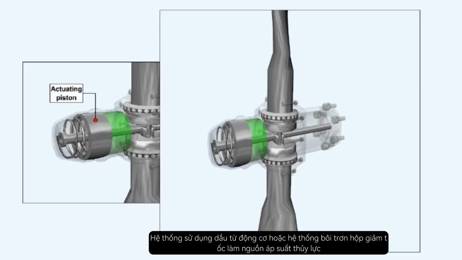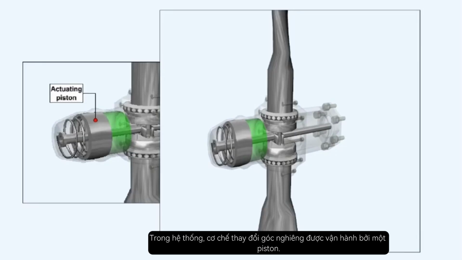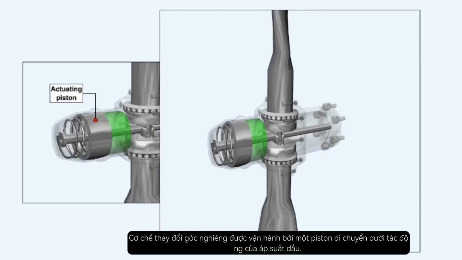The system utilizes oil from the engine or reduction gearbox lubrication system as the source of hydraulic pressure. In this system, the pitch change mechanism is operated by a piston moving under the influence of the oil pressure. Use the up and down arrows on your keyboard to change the pitch of the blades on this propeller.